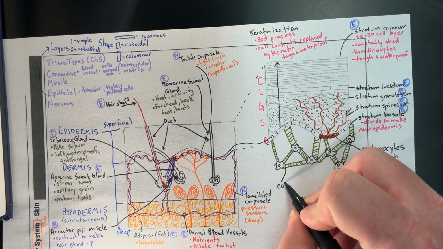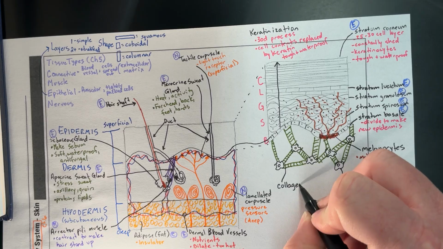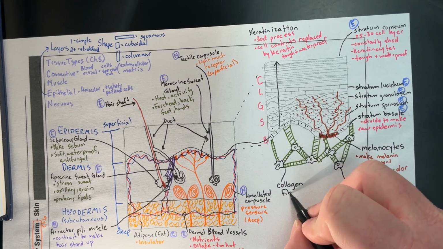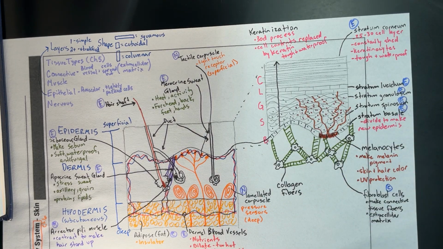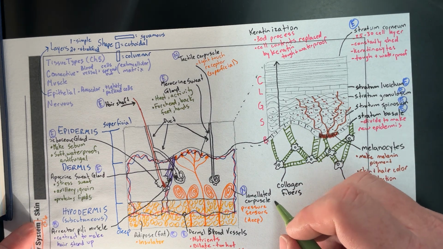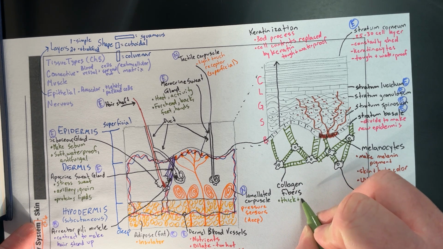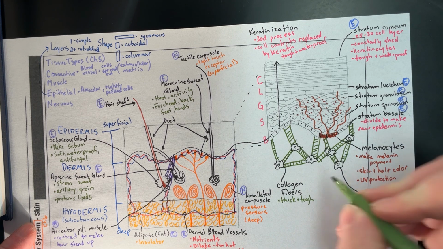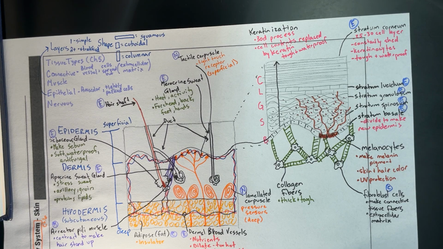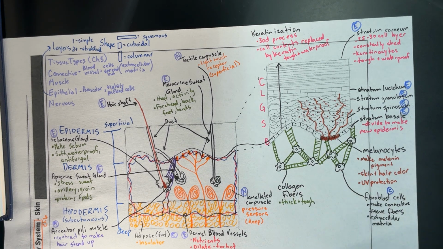These are collagen fibers, and if you know about skin products, you've probably heard of collagen being an ingredient in some lotions and skincare products. These are known for being very thick and tough. And so you can pull on your skin and your skin isn't going to rip easily because those collagen fibers are there. But you want your skin to be stretchy too.